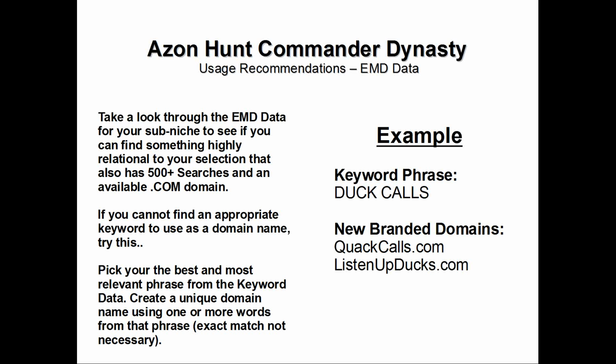So if you would like to go after an exact match domain name, look through the list of domains that are available there. Try to find something highly relational to your niche selection that also has 500 plus searches and an available .com domain. I typically do not try to go for other top-level domains like .net or .org, for example. I typically just stick to the .com domains. So if you can't find an appropriate domain name in this list, don't worry about it. Try this particular strategy instead.